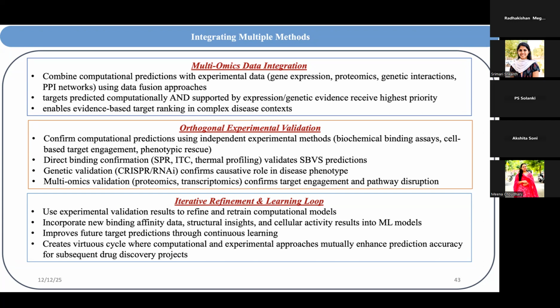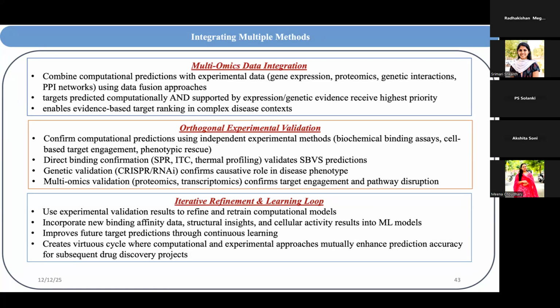In multi-omics, we should not just rely on single predictions. We should combine them with real experimental data like gene expression and proteomic data. In the case of orthogonal experiments, we should confirm our predictions using methods that are completely independent. For direct binding confirmation, you have seen ITC and SPR to measure the binding affinity. And for genetic validation, we use gene knockout or knockdown approaches.